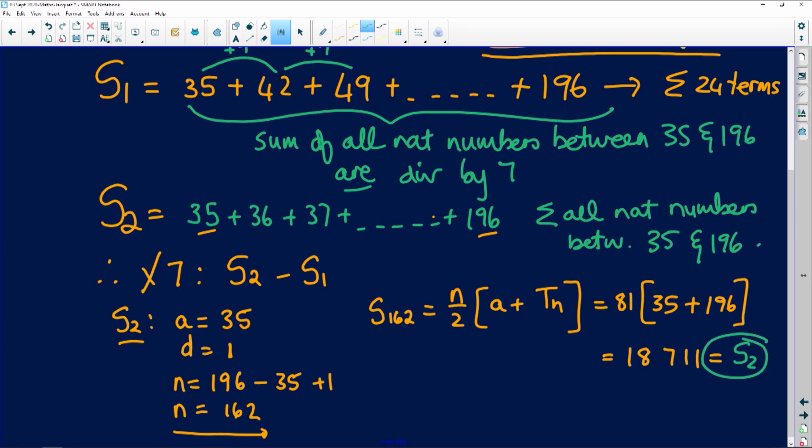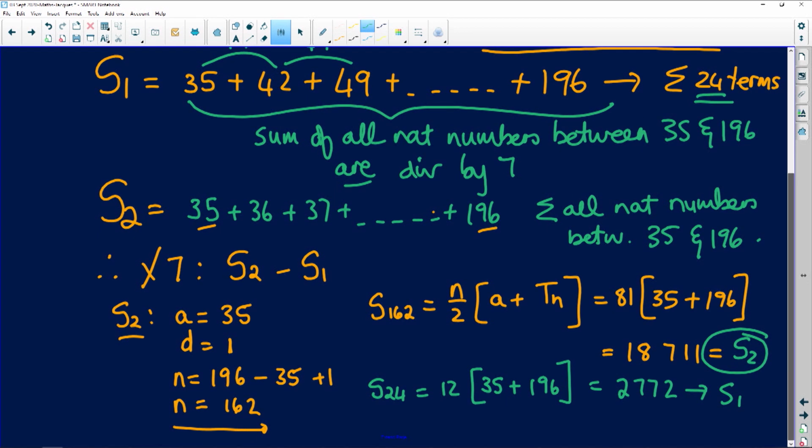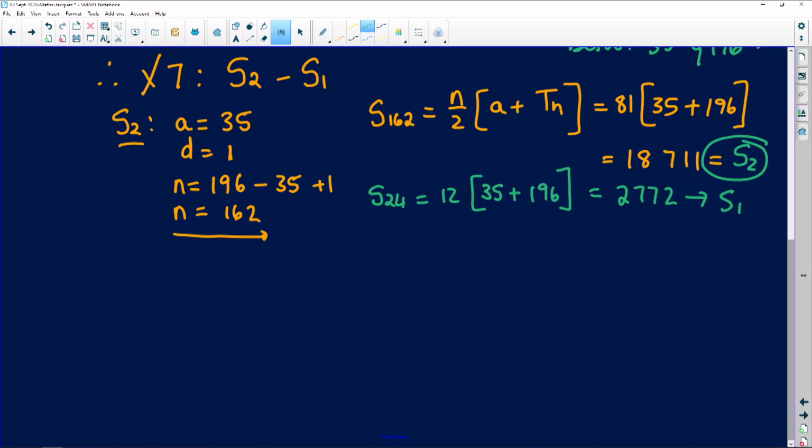Now we need to find the sum of that top lot. Now remember there's 24 of those. So the sum of the 24 terms that we need here is 12 times the first term plus the last term. So it's 35 plus 196. Now folks, a little bit of accurate calculator work will bring you to 2772, and that is the sum of the terms in S1.